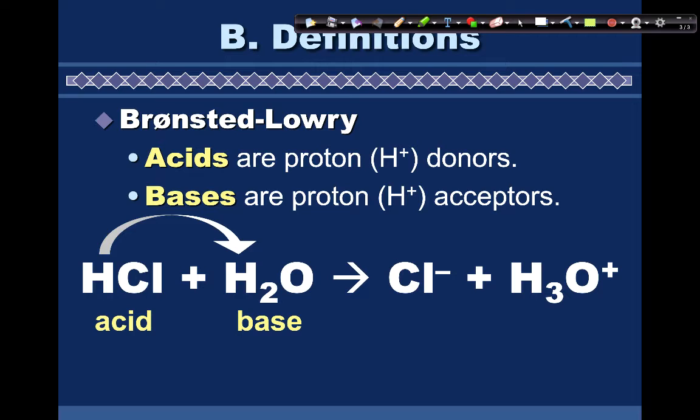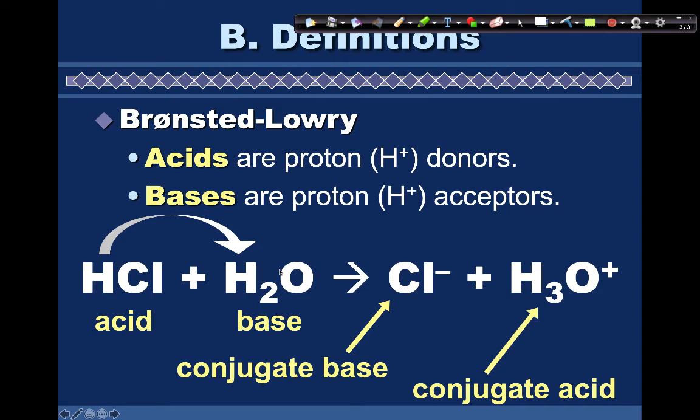This would have to be the base because you have to move that proton over to the water. So the water accepts it, the acid donates it, and with Bronsted-Lowry, we also have something called a conjugate acid and base. The acid donates the H+, and on the product side, it becomes the conjugate base. The base accepts the hydrogen and becomes the conjugate acid.